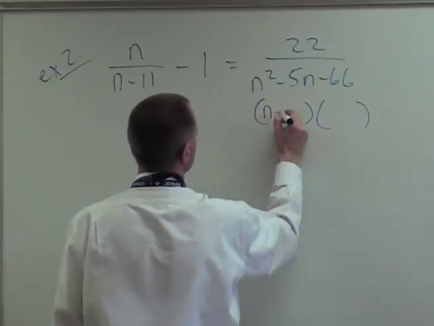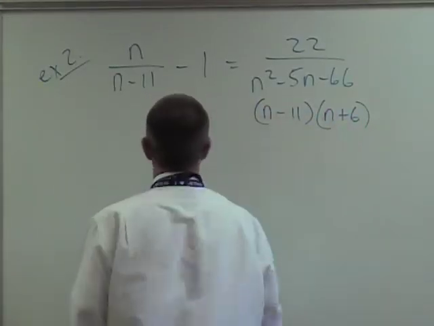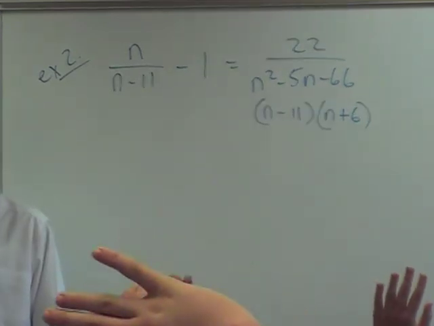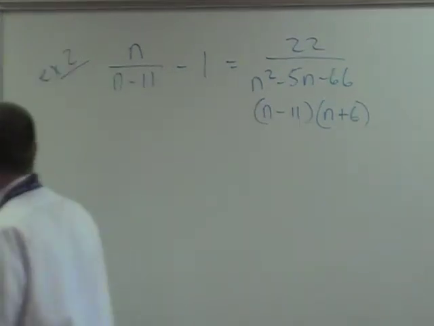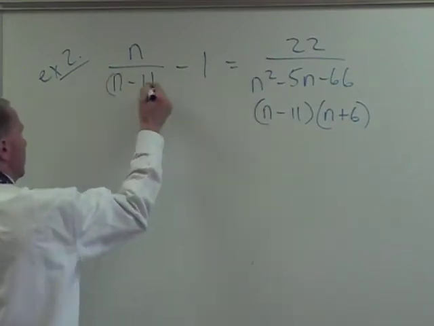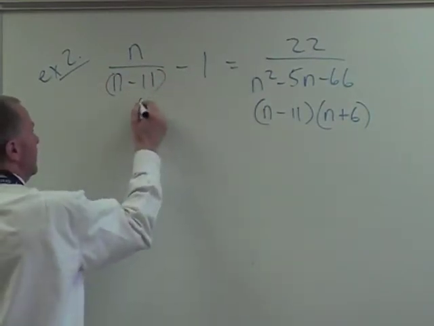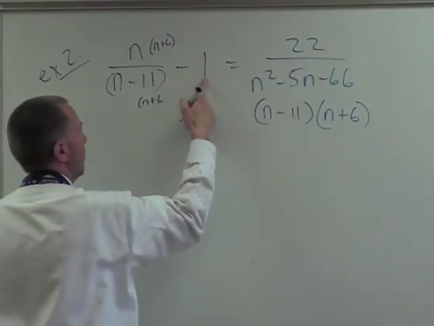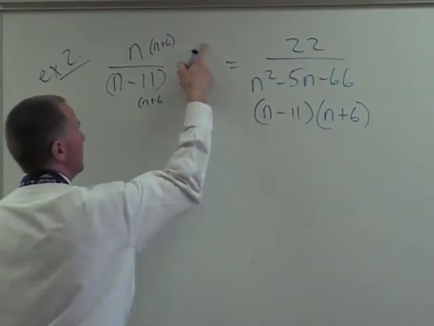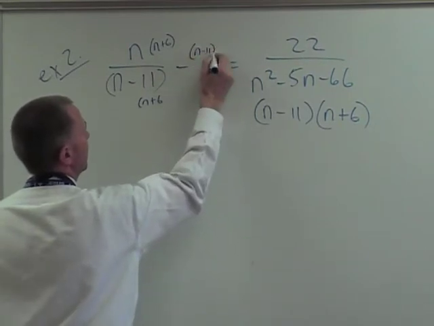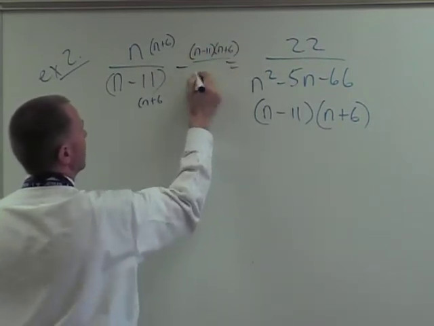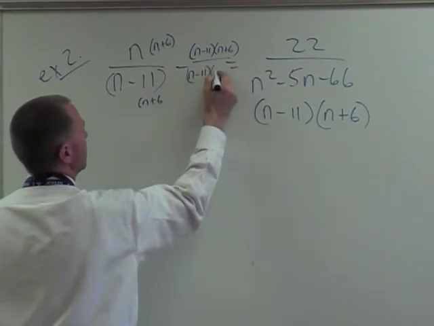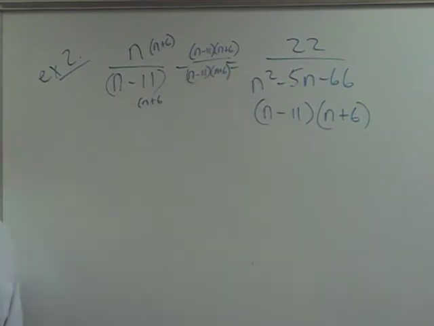Over half the class doesn't have this. First of all, what's this factor into? n minus 11. How many people got that much? All right, so what is this missing? You need an n plus 6. Now, 1 is the same thing as n minus 11 times n plus 6 over n minus 11 times n plus 6. Isn't that 1? Yeah, that's what I have.